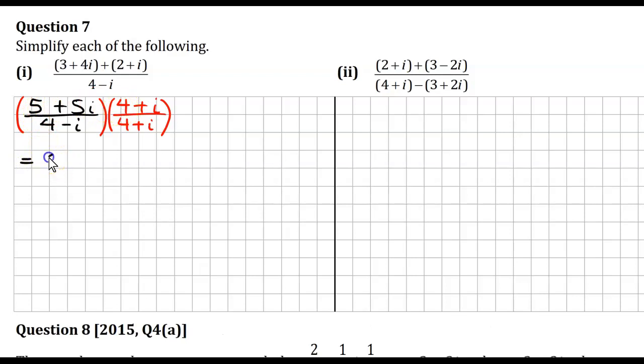5 by 4 will give me 20. 5 by i will give me 5i. 5i by 4 will give me 20i. And then 5i by i will give me 5i squared.